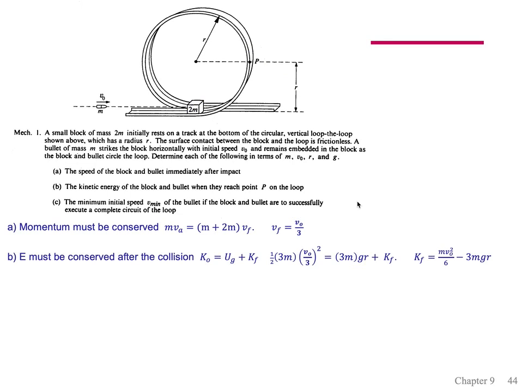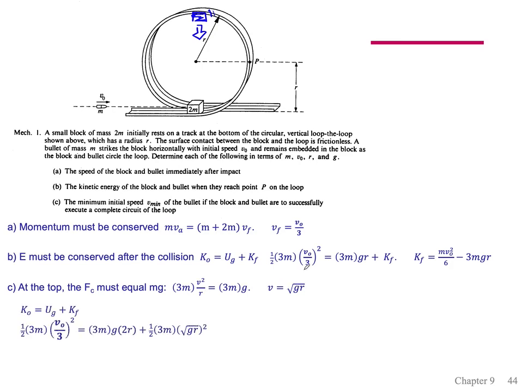The minimum initial speed of the bullet if the block and the bullet are to successfully execute a complete circle of the loop. Well, that means up here on top, it needs to be moving with a speed that's large enough so that the centripetal force is provided exactly by gravity as it slides across here. There's no additional force required. So at the top, the centripetal force must equal mg, or in this case, the mass of the object times v squared over r must equal mg. And if you calculate it real quick, its velocity needs to be the square root of gr.